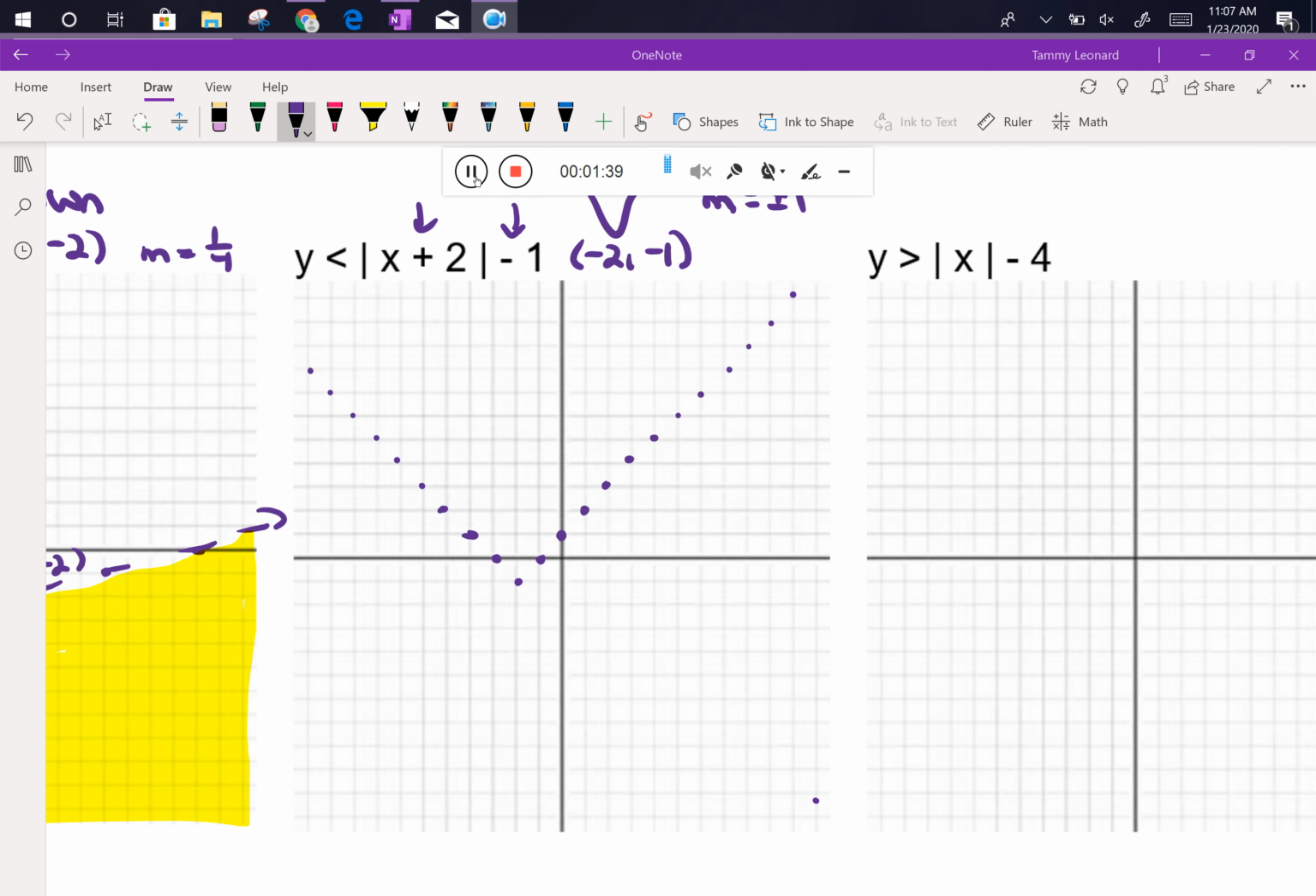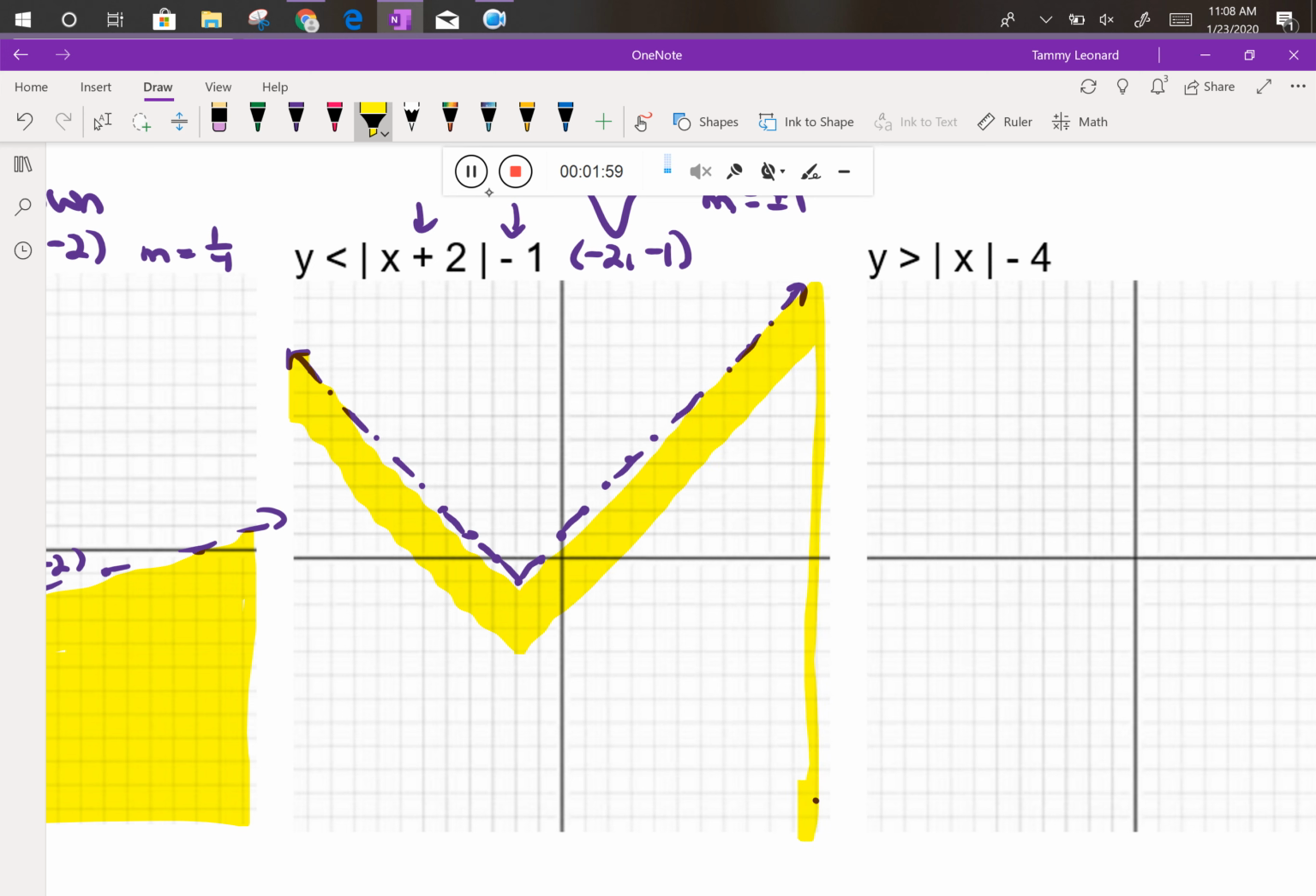Remember that since we have a less than, but no or equal to, this is going to be a dashed line coming through these points. It'll still have arrows on the ends. And less than means to shade down. So I'm going to shade everything below the absolute value. Sometimes our shaded region is a little strange looking. That's just part of the process.